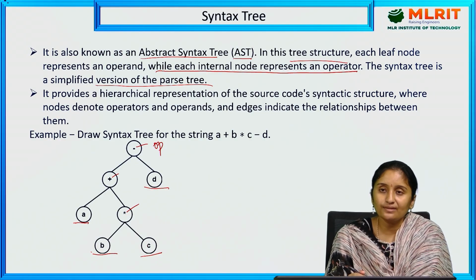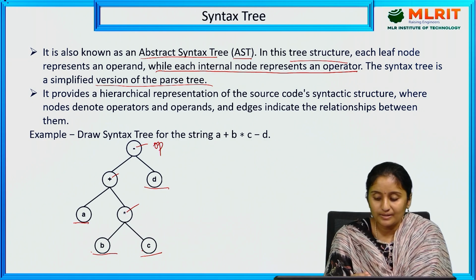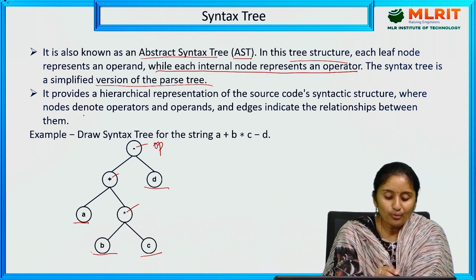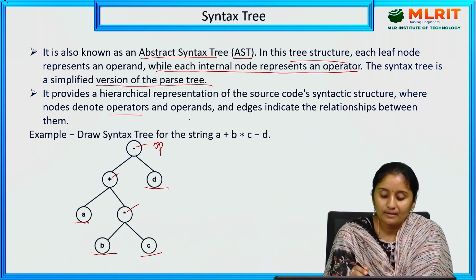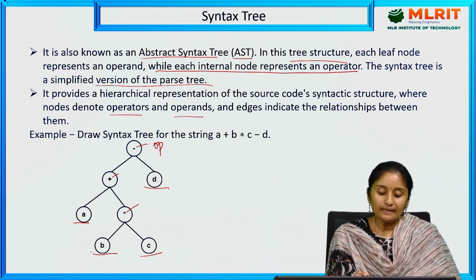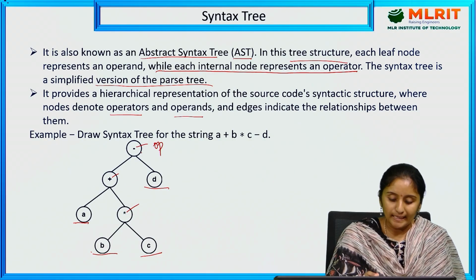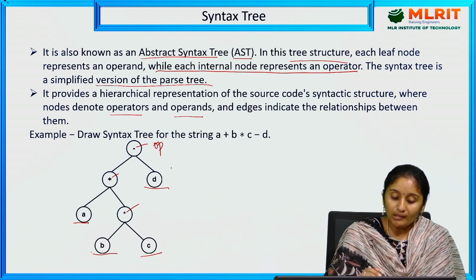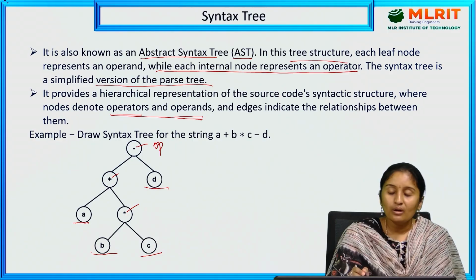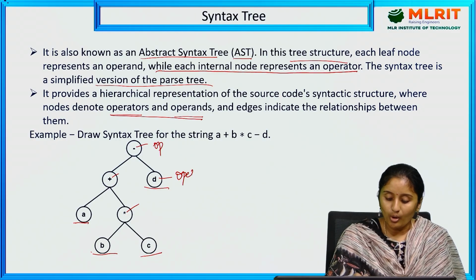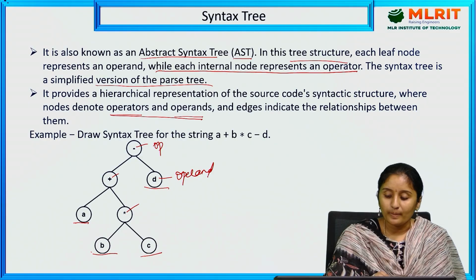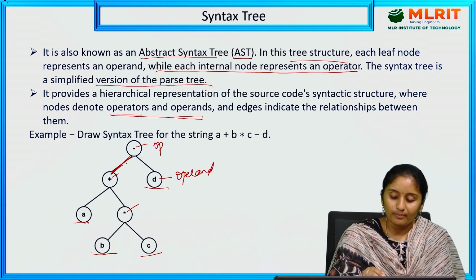It is a tree structure, a hierarchical representation of the source code where nodes denote the operators and operands. Here each node is there. Circles are nodes. Internal nodes are operators and the leaf nodes are the operands. These are operators and these are operands. The connection between them we call an edge.